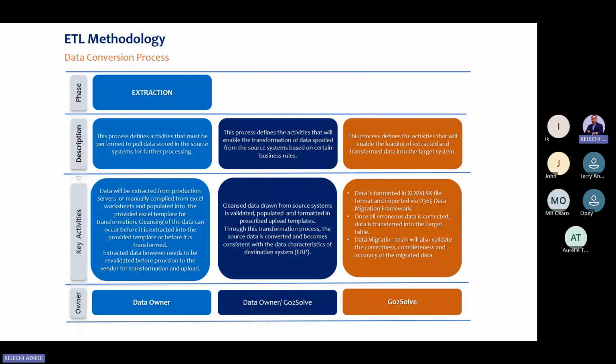If you look at the ETL stages, extract, you see what really happens in the extraction phase. This process defines activities that must be performed to pull data stored in the source system for further processing. So this is the description. The key activity here is data will be extracted from production servers or manually compiled from Excel sheets and populated into the provided Excel template for transformation. So you have that Excel template. Then who is the owner? The data owner. So the business will own this, really.